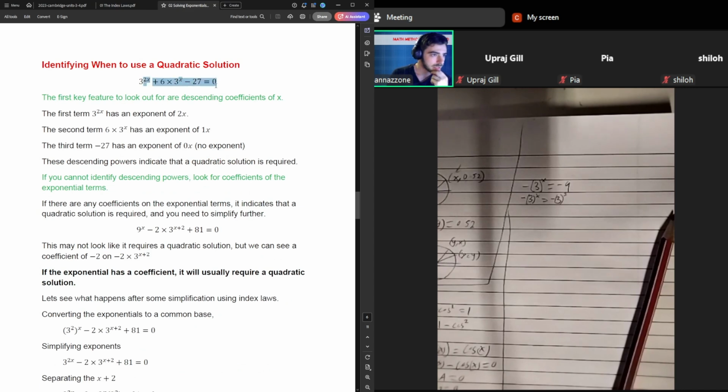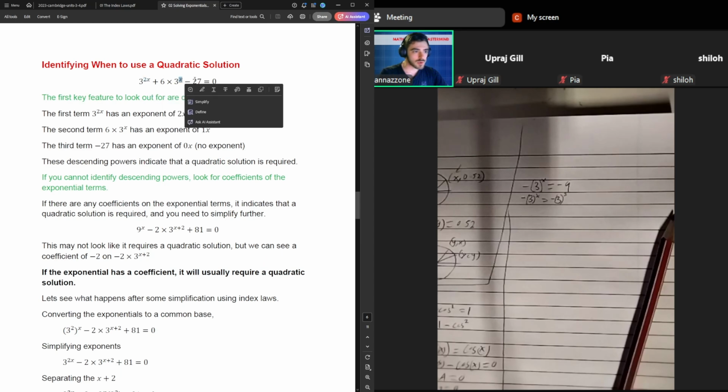Okay. As for when to use a quadratic solution, again, kind of like what I mentioned before, if you have multiple exponentials in there, then it's pretty likely you'll have to use a quadratic solution. Other things you could look out for are these descending powers of x. So you can see a 2x, a 1x, and a 0x. That's kind of like how quadratics work.